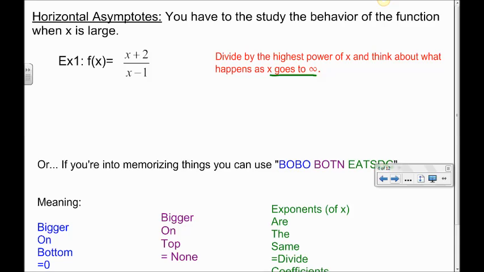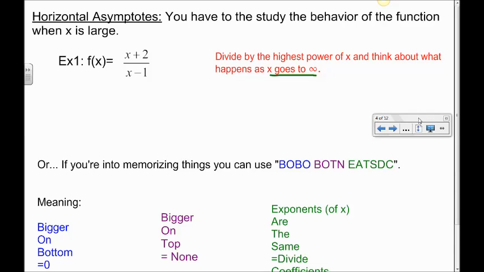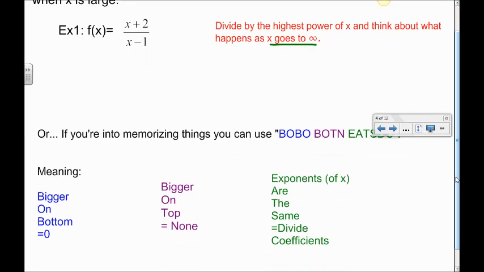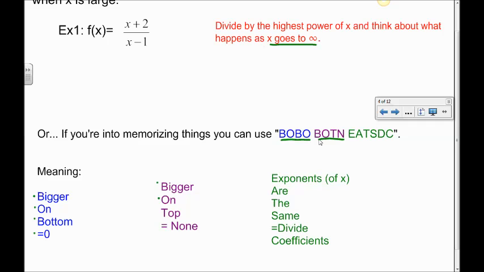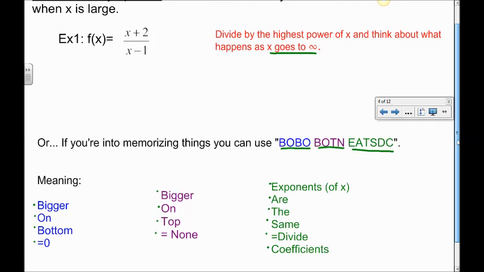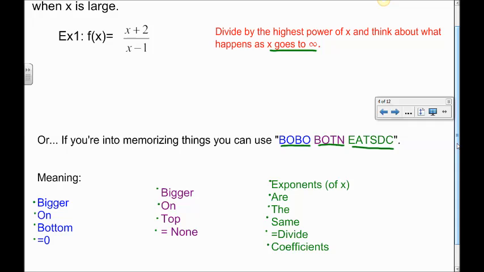A little shortcut for this is something called BOBO BOTN EATS DC. BOBO stands for bigger on bottom is equal to 0. BOTN stands for bigger on top, none. And EATS DC means exponents are the same, divide coefficients. It's a little mnemonic to help you remember horizontal asymptotes. This is only for horizontal asymptotes.